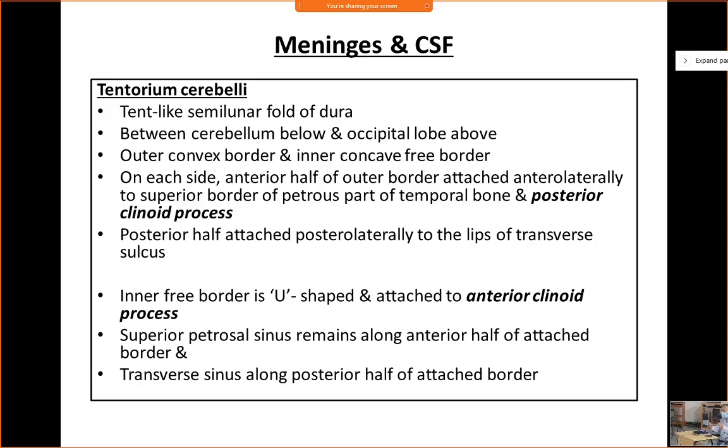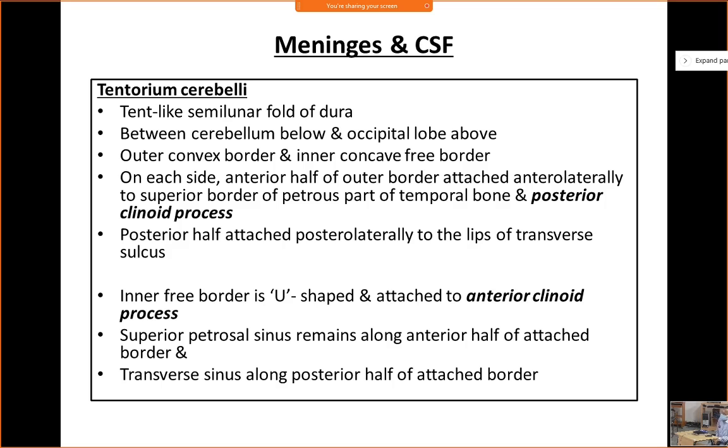The free attached border is your superior border of the petrous part of the temporal bone. Then it will attach to your posterior clinoid process. Then your inner border is free, U-shaped, but anteriorly it is attached to the anterior clinoid process. So anteriorly it will go and attach to the anterior clinoid process. So there is a crossing. Your posterior border is attached to the posterior clinoid process, and the anterior border is attached to the anterior clinoid process.